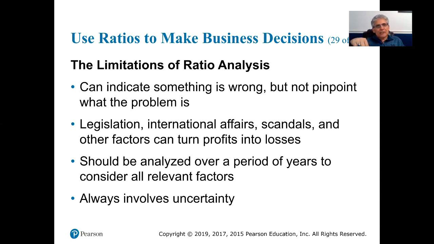The next bullet point: legislation, international affairs, scandals, and other factors can turn profits into losses. Economic conditions, you can see the pandemic is really, especially for travel companies and even entertainment businesses, really struggling right now. So it's kind of tough to see those sometimes coming. The third bullet point: ratios should be analyzed over a period of years to consider all relevant factors. And then the last bullet point: analysis always involves uncertainty. That's the nature of business. If we could predict everything, then everybody would be millionaires, but we can't do that.